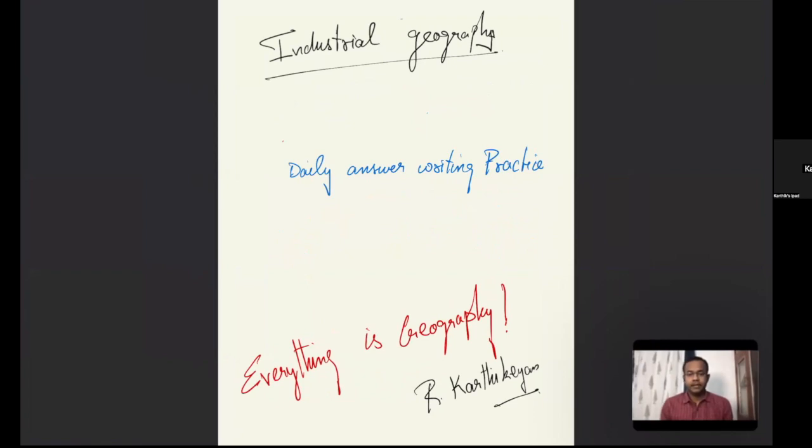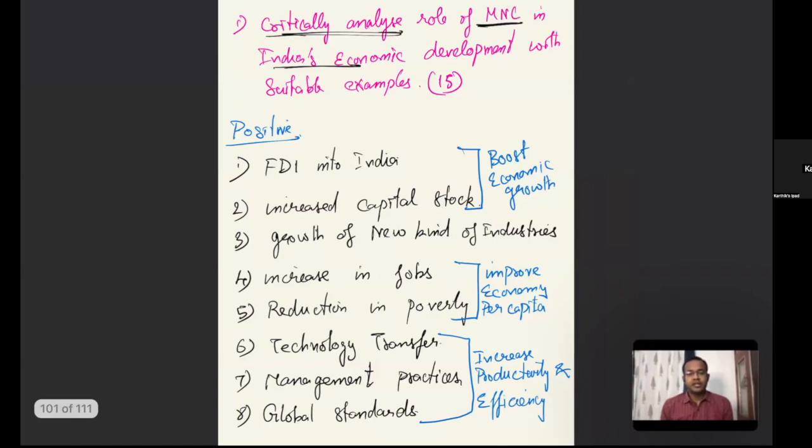Hi everyone. In today's daily answer writing practice of industrial geography, we'll be discussing two questions. Question number one: critically analyze the role of MNCs in India's economic development with suitable examples.